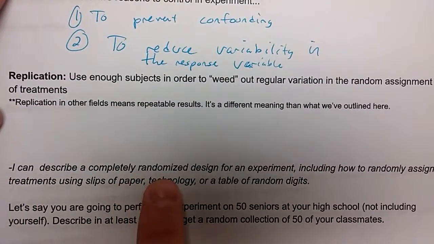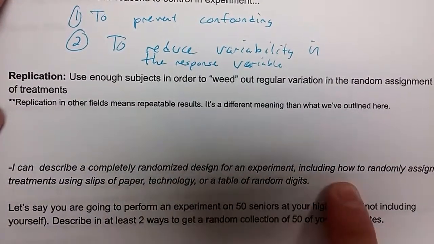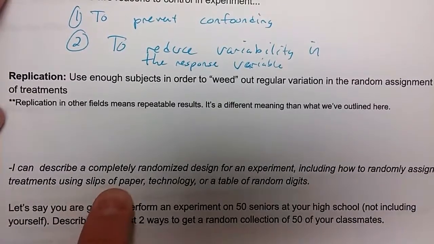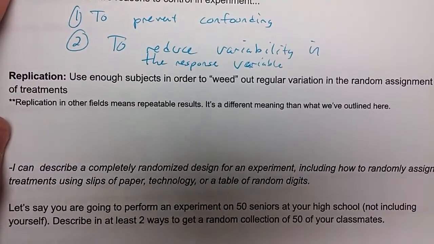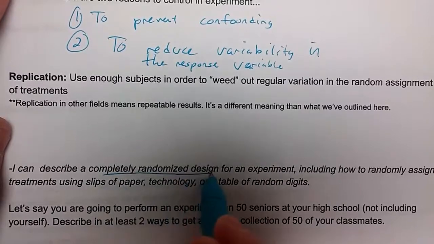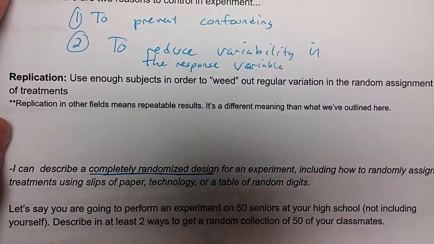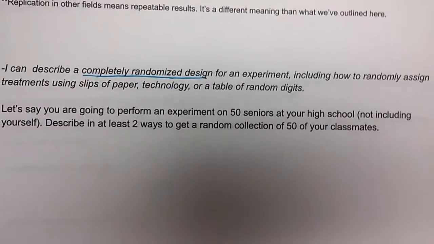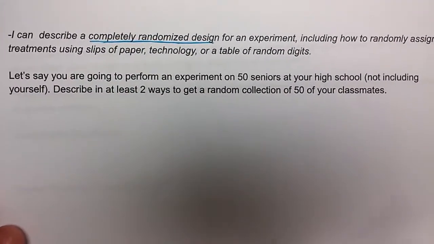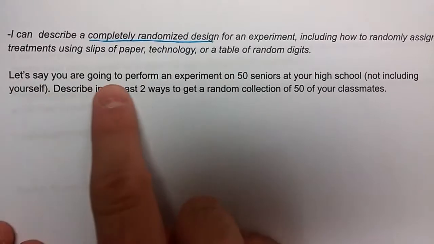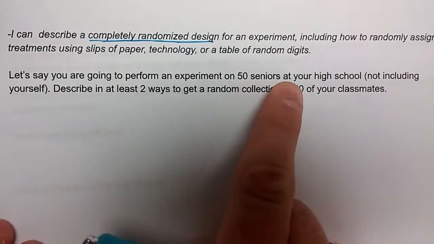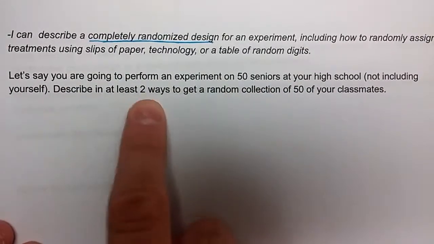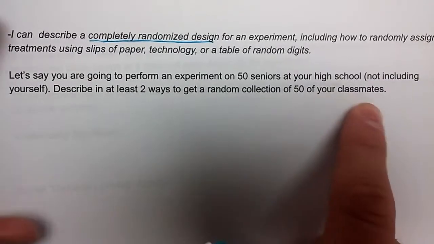You're going to be able to describe a completely randomized design for an experiment, including how to randomly assign treatments using slips of paper, technology, or a table of random digits. Completely randomized design is the big phrase here. It's a way of designing an experiment that leads to the least amount of bias. So for example, let's say you're going to perform an experiment on 50 seniors at your high school, not including yourself. Describe in at least two ways how to get a random collection of 50 of your classmates.